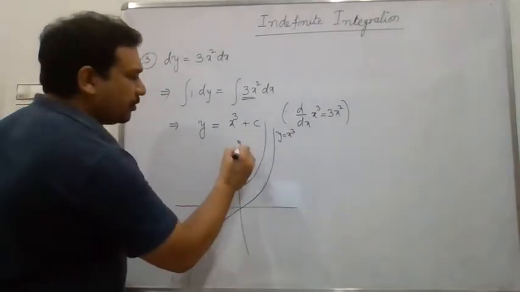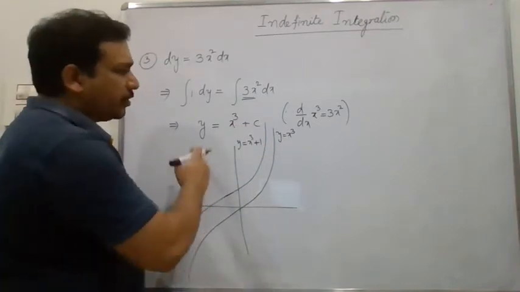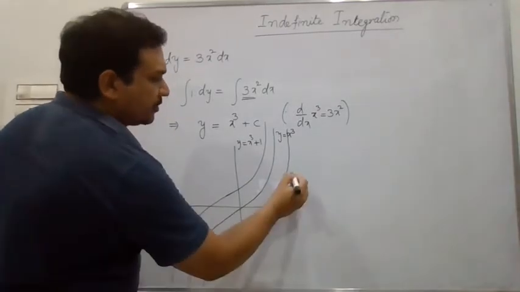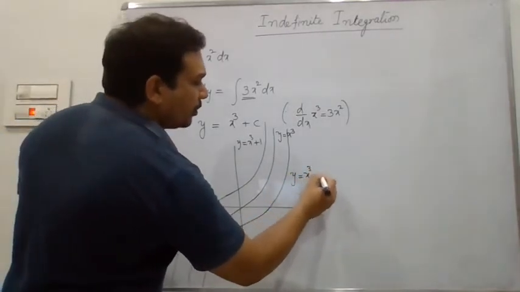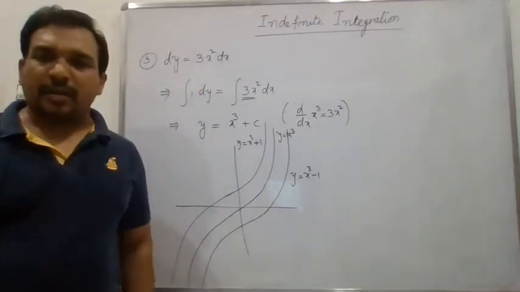So this is y is equal to x cube plus 1. If c is equal to minus 1, y is equal to x cube minus 1, just 1 unit below this graph like this. So this is y is equal to x cube minus 1. All these graphs are what? Parallel graphs. All the graphs are parallel graphs.